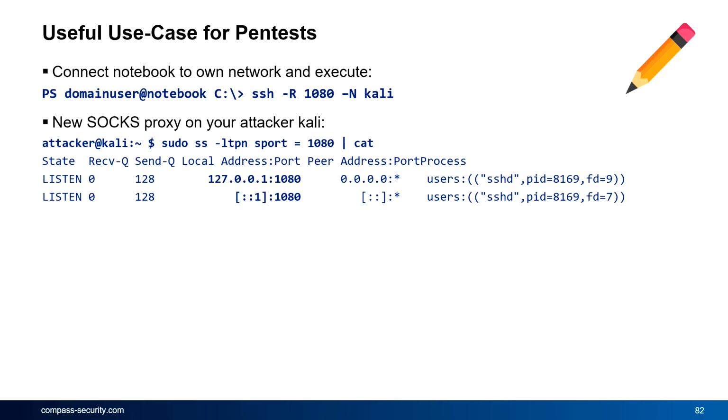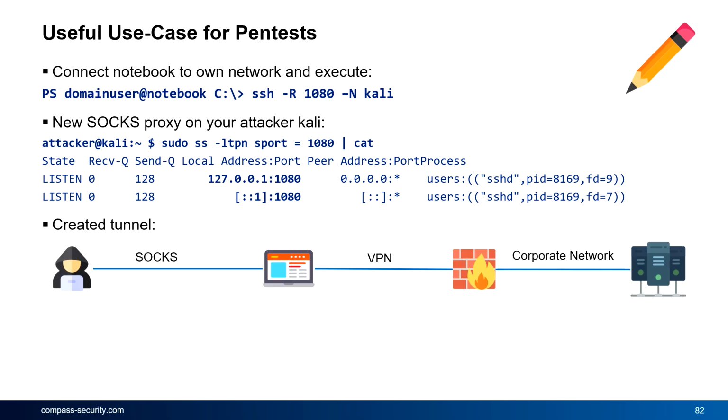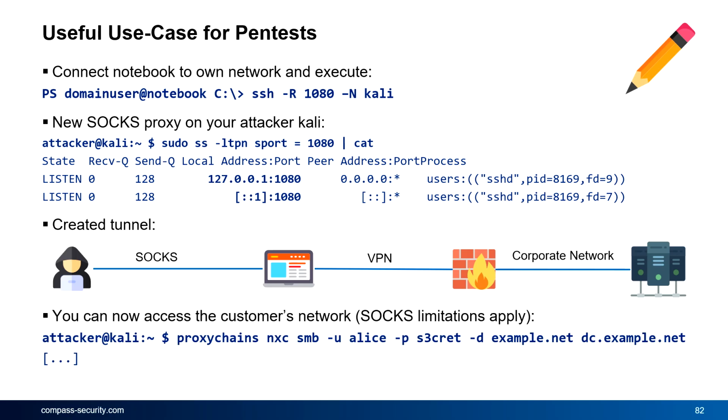So if we check the listening ports on our Kali, we can see that we now have a new service running on port 1080, and this is now again a SOCKS proxy to the customer notebook. So we can now use this SOCKS proxy connection to the customer notebook, and from there the VPN will connect us to the corporate network. So we can now again use proxychains to tunnel arbitrary traffic of arbitrary tools through the SOCKS proxy through the VPN into the corporate network.